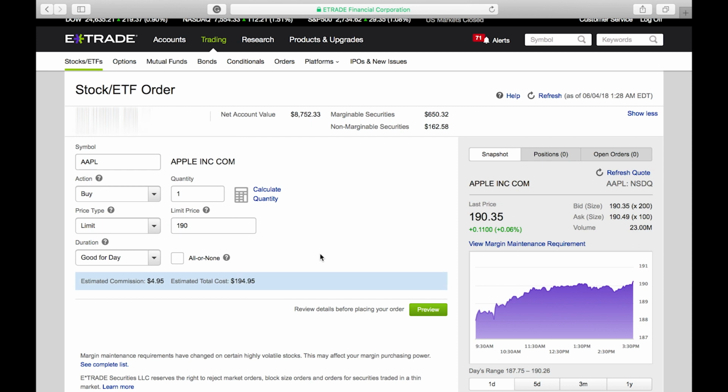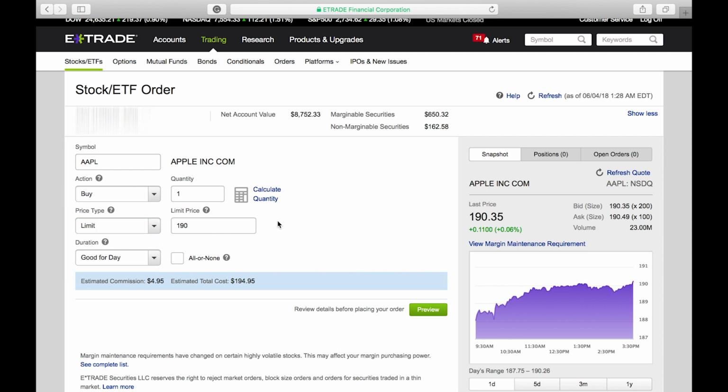Right now Apple is trading at $190.35, but I'm only bidding $190, not with the 35 cents. So therefore, my order will not go through. Moving along, why you do not want to do a market order, and this is very important, you always want to do the limit order and put in your price.